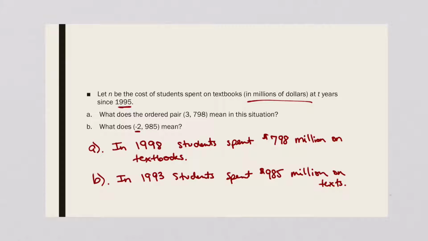Okay, does that make sense? In 1993, students spent $985 million on textbooks. Notice that negative right there means that we had to go backwards from 1995.